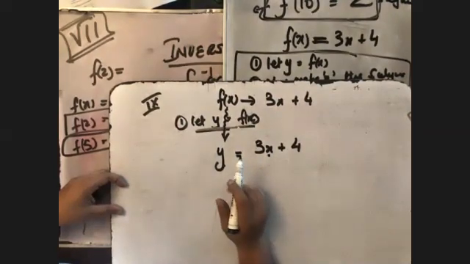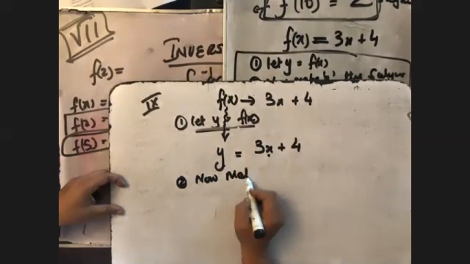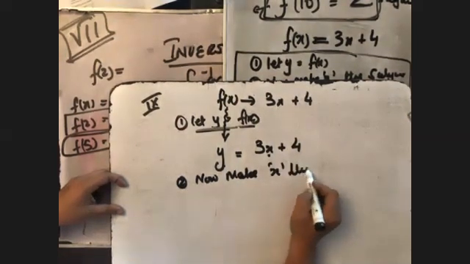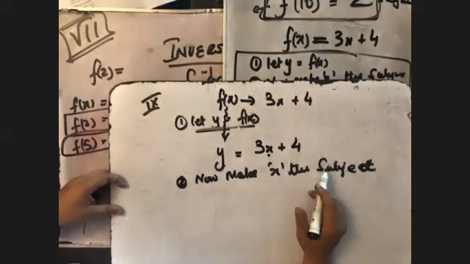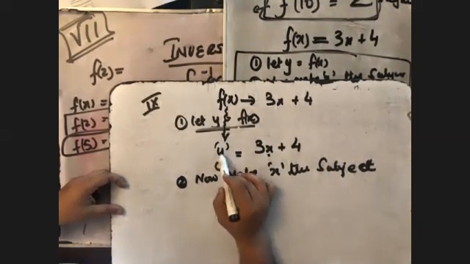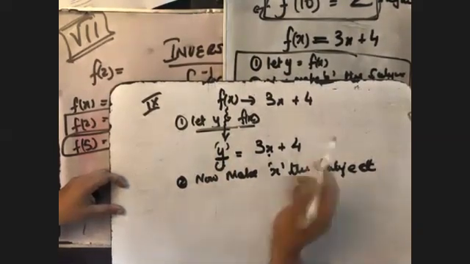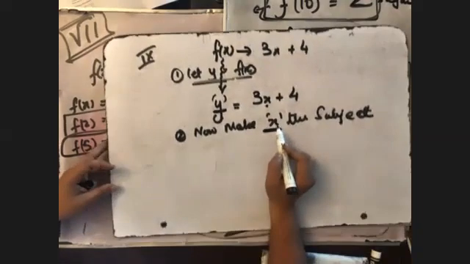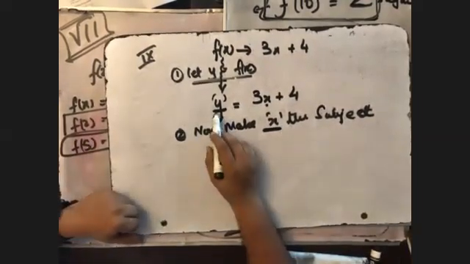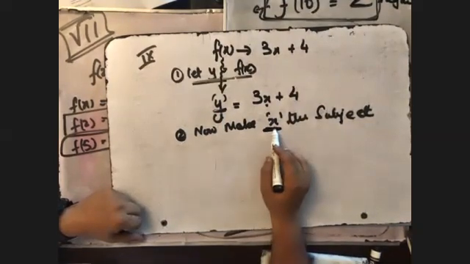Correct? Step number 2 says, now make x the subject. Everybody, what are you doing? You are trying to inverse a function. Right now, who is the subject? Subject is y. In the inverse factory, what do you have to make the subject? X. You have to do the opposite. Right now, y was the subject. Now you have to make x the subject.